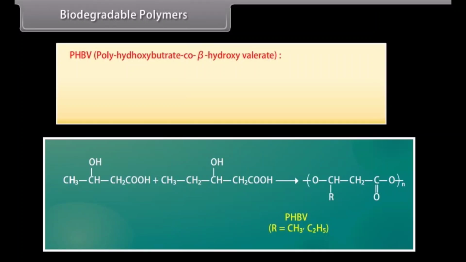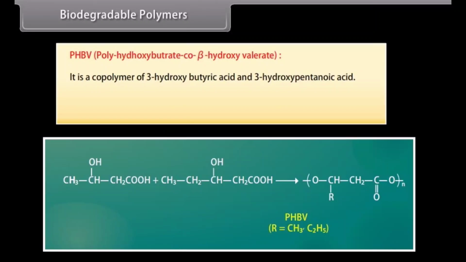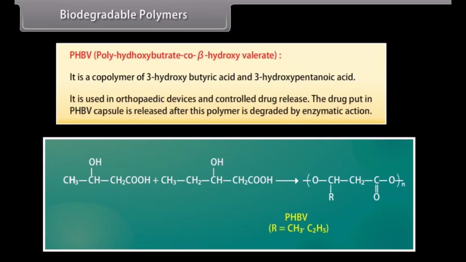Polyhydroxybutyrate-co-beta-hydroxyvalerate, PHBV. It is a copolymer of 3-hydroxybutyric acid and 3-hydroxypentanoic acid. It is used in orthopedic devices and controlled drug release. The drug put in a PHBV capsule is released after this polymer is degraded by enzymatic action.